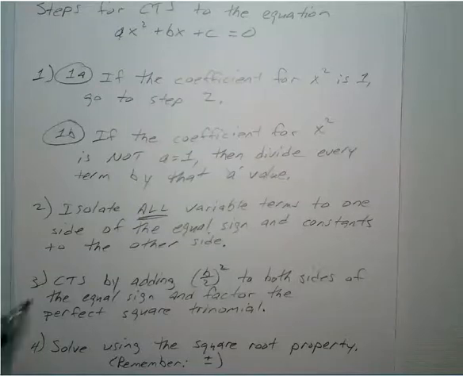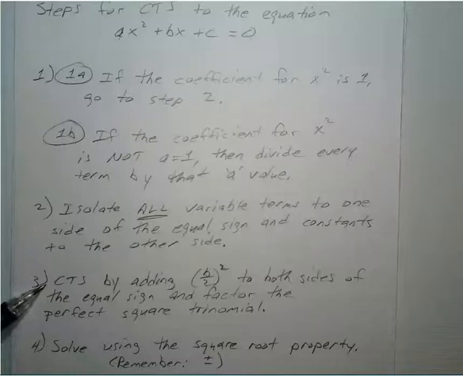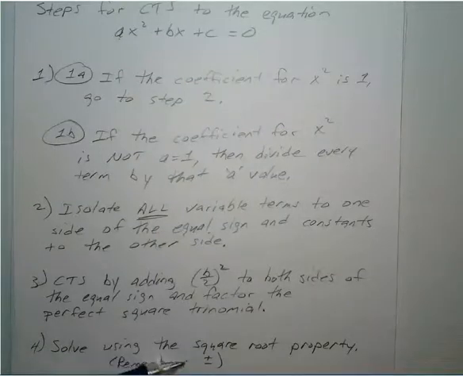Now your third step is you're going to do the completing the square that we just did. But instead of adding and subtracting, you're just going to add b divided by 2 squared to both sides of the equal sign. And then you're going to factor out the perfect square trinomial. That's really what we've been doing up to this point. Everything we did on the previous couple of examples is just step 3. Then step 4, you're going to solve using the square root property. Don't forget your plus or minus sign, because that's very important with the square root property.